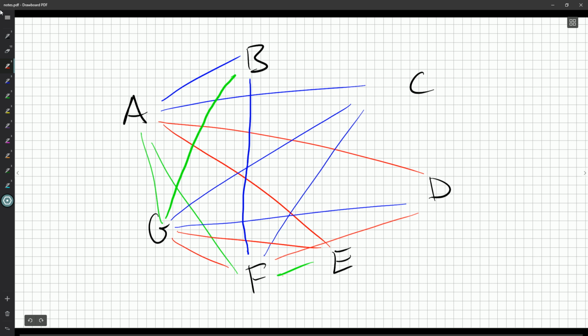Let's go to B. B has 2 blues already. It needs another green, and then it needs some reds. Okay. Now, it can't go to E. E already has 2 reds, but we could get another red to D, I think.